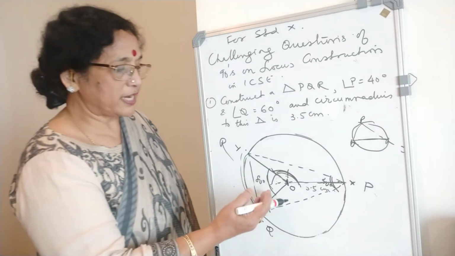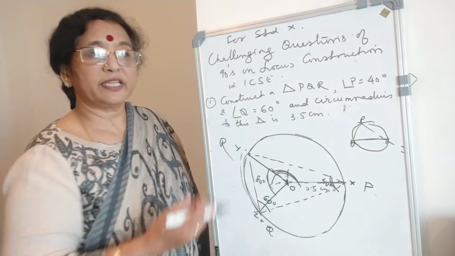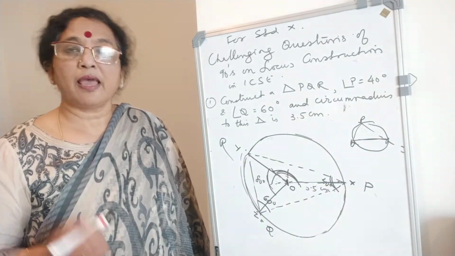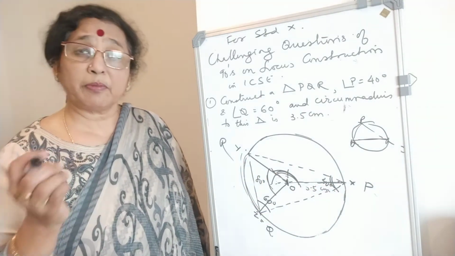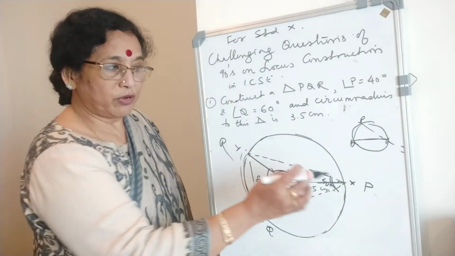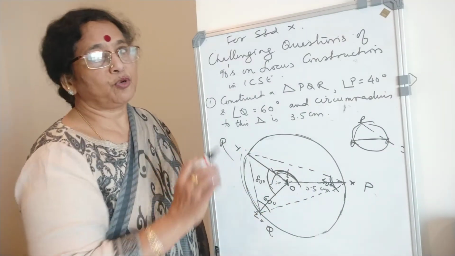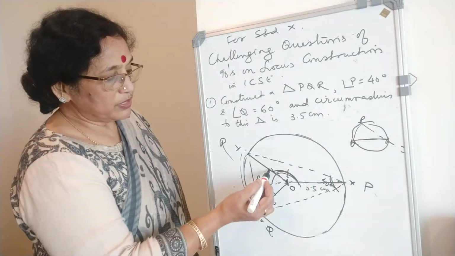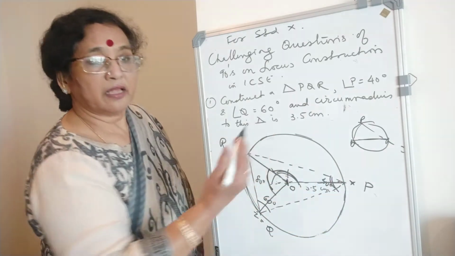80, you can use a protractor, you have to use a protractor. 120, and where they intersect you get the 3 points. Join them, and that becomes the triangle PQR. But please be careful which one you name as P, which one is Q, which one is R. You cannot name any vertex as PQR. The one which is just opposite to 80, that is 40.